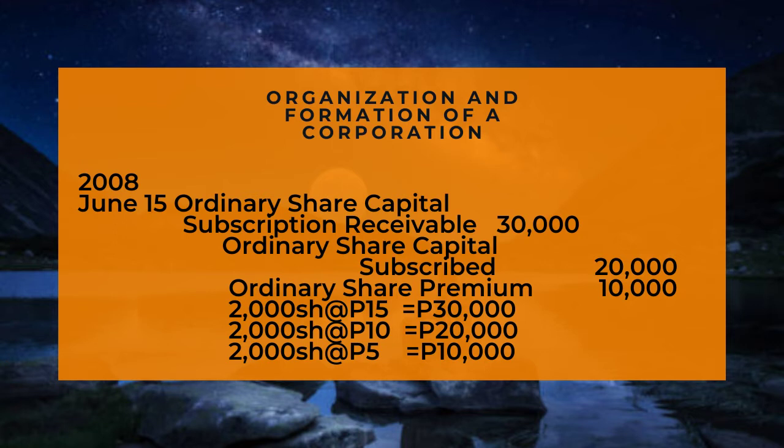2008, June 15, debit ordinary share capital subscription receivable for 30,000 pesos and credit ordinary share capital subscribed for 20,000 pesos and credit ordinary share premium for 10,000 pesos. 2,000 shares at 15 pesos is equal to 30,000 pesos. 2,000 shares at 10 pesos is equal to 20,000 pesos. 2,000 shares at 5 pesos is equal to 10,000 pesos.